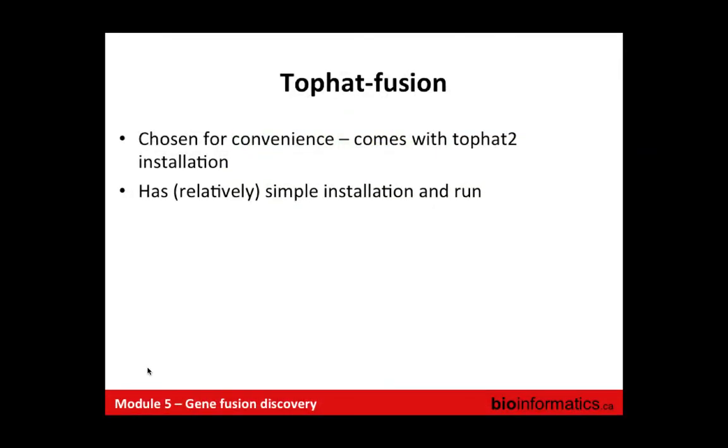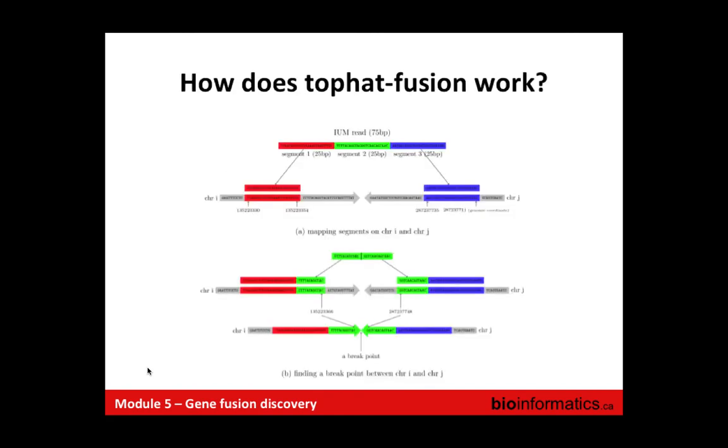So Top Hat Fusion was chosen mainly because it comes with the Top Hat 2 installation, so we didn't have to do any extra work there, and we thought this would be convenient. It has a relatively simple installation and run procedure. The problem we've had with it is it requires a lot of extra data files, including some very, very large ones, and it takes a long time to run. I don't think we would have had much different experience with another software. It's just the way it is with fusion detectors, I think.